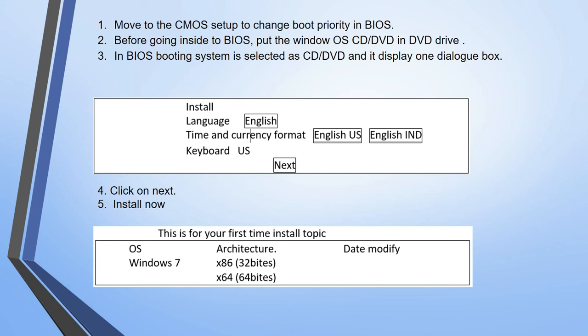Whenever you want to start your system, you have to set the priority. Think about it: if your system is set to hard disk first, no problem, and the second option is the CD drive, the third option is the pen drive, then also it's okay. But the problem arises when your hard disk becomes corrupted or your data is totally vanished, and you need to format or install the OS.